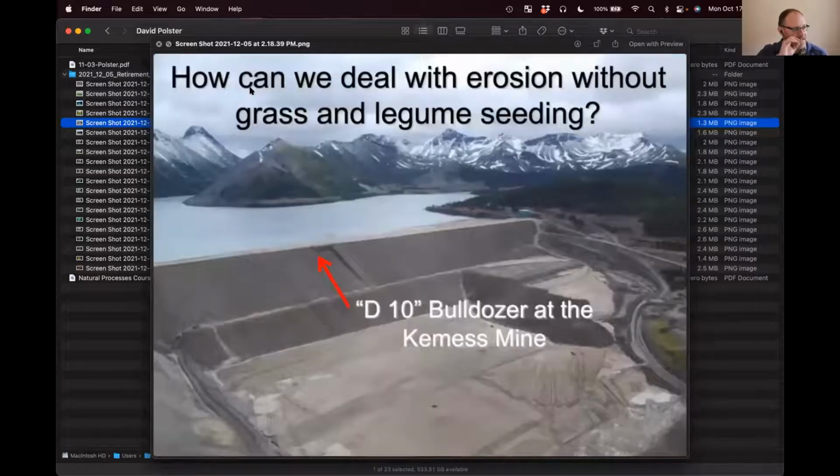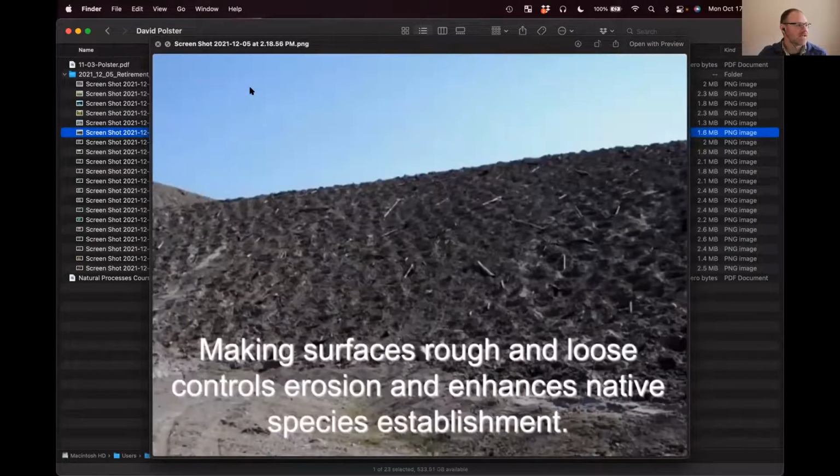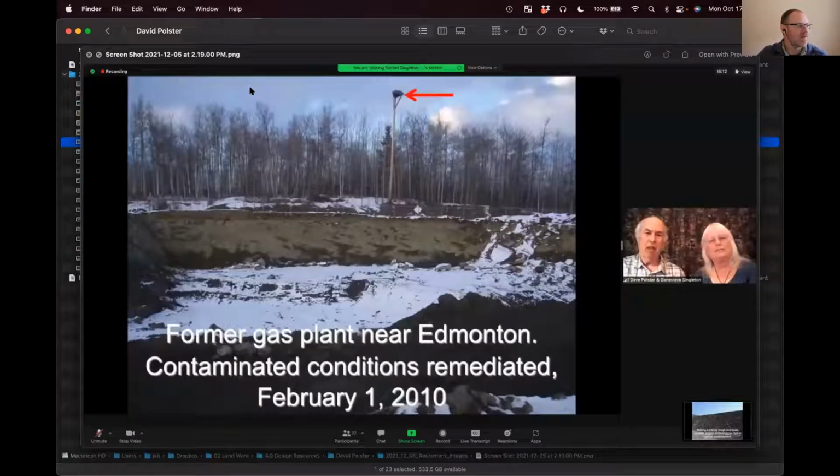How can we deal with erosion without grass and legume seedlings? Create an area that's rough and loose. Where there's pockets of soil, there will be water. Where there's water, there will be seeds. Where there's seeds, there will be vegetation. Where there's vegetation, there will be insects and birds. They bring seeds, and then you have a vegetative process that will come back.